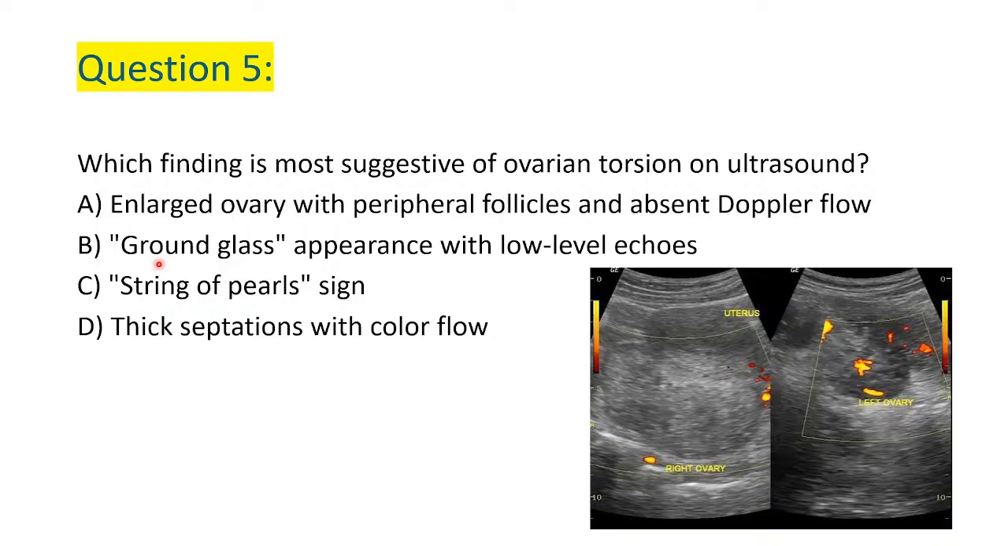on Doppler. B. Ground glass appearance with low-level echoes. C. String of pearls sign. D. Thick septations with color flow. Which finding is most suggestive of ovarian torsion on ultrasound? Enlarged ovary with peripheral follicles and absent Doppler flow. Ground glass appearance with low-level echoes. String of pearls sign. Thick septations with color flow.